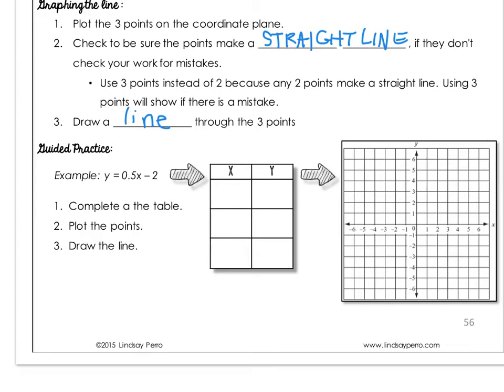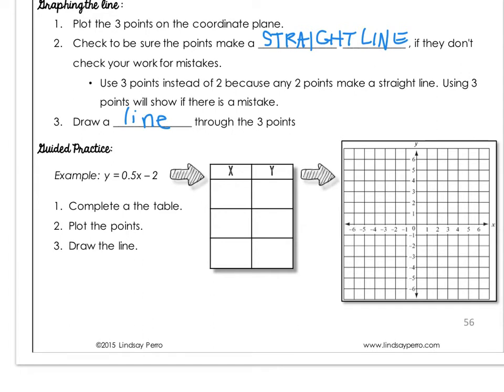So let's look at this practice here. Our function is y equals 1/2 x minus 2, or 0.5 times x minus 2. Complete the table, plot the points, and draw the line. Now, I don't know about you, but if I take 1/2 times 1, I'm going to get 1/2, and I don't really want to plot that kind of point. So think for a second, what kind of number could I multiply times 1/2 for 0.5 and get a whole number?